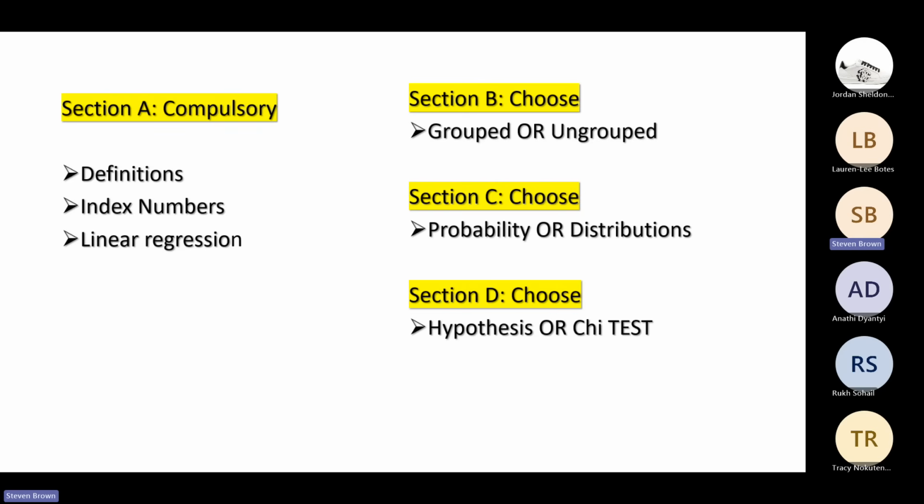Section B, Section C, and Section D are all going to be choices. So in Section B, you will choose between grouped or ungrouped data.